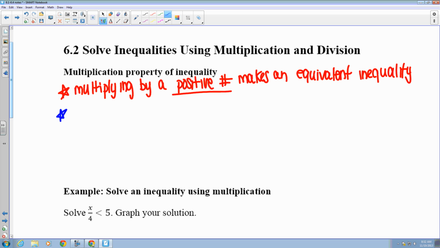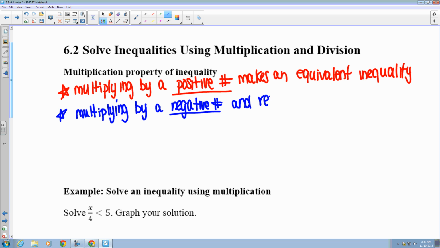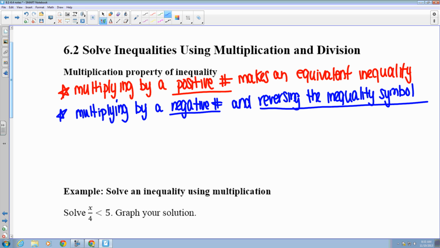Secondly, multiplying by a negative number and reversing the inequality symbol. That's really important. Makes an equivalent inequality.